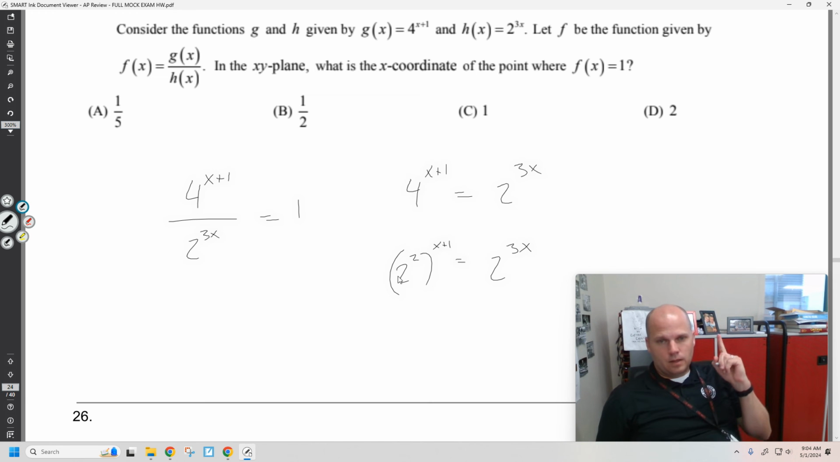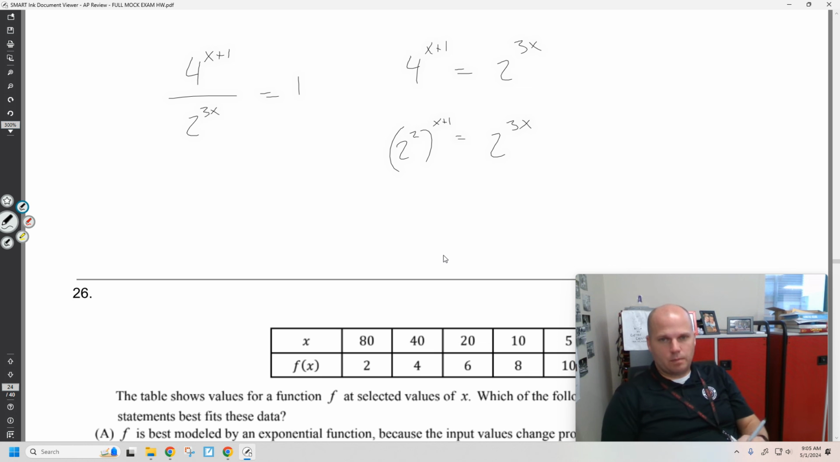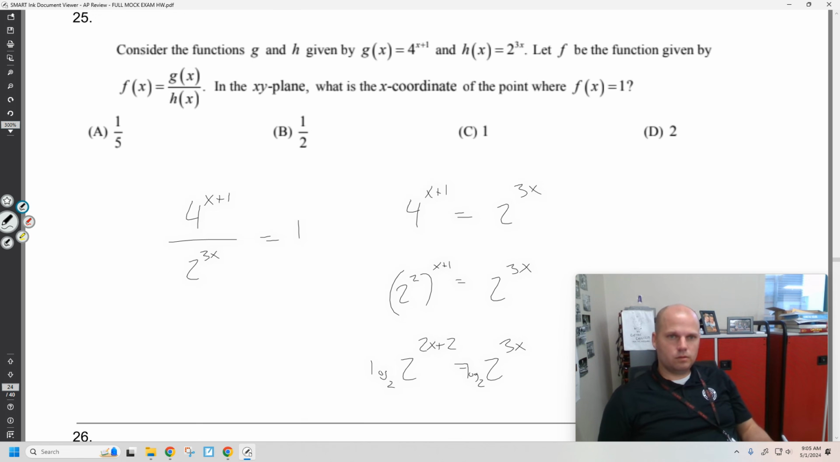Now, multiply 2 by x plus 1, a power to a power, you get 2 to the 2x plus 2 equals 2 to the 3x. Now you can take the log base 2 of both sides, and you get 2x plus 2 equals 3x. x is 2.